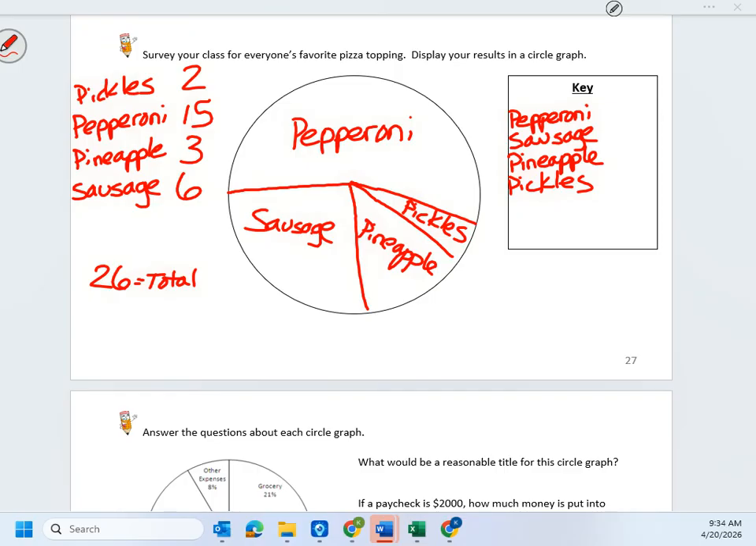So if we know pepperoni has 15 out of 26 total, it's like doing our test grades. If you got 15 points right out of 26, I would write it as a fraction. So 15 wanted pepperoni out of 26. What math do I do to find my percentage when I have a fraction? What does that fraction bar tell me to do? Michael? Division. What is 15 divided by 26?